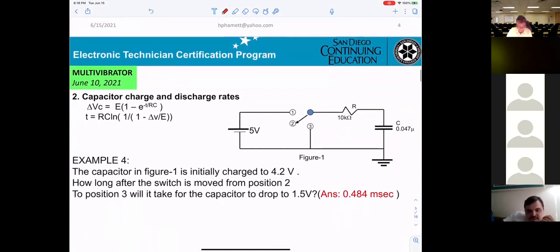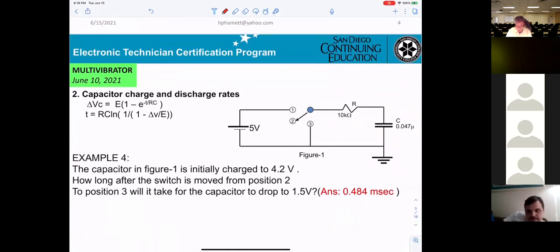Okay, number 4. Initial charge to 4.2, and it wants to get to 5, so it would be 5 minus 4.2. I don't know yet, that's E, that depends. The only thing is, make sure you understand the initial charge on the capacitor is already 4.2.